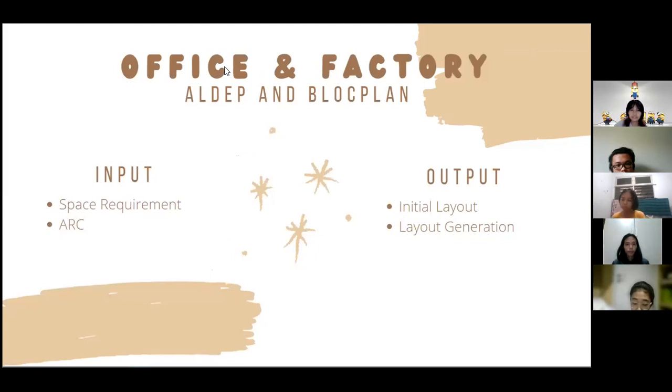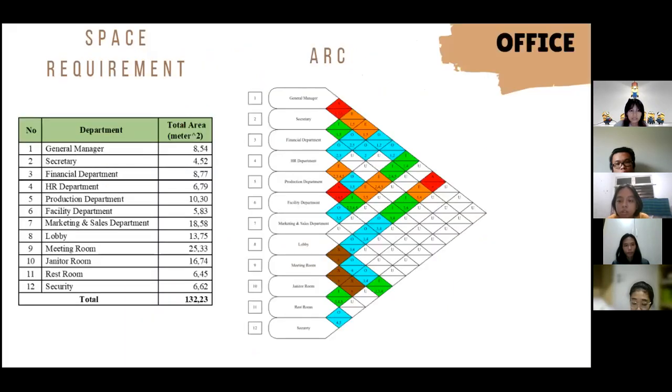So this is the office and factory. We use ALDEP and Block Plan to make the layout design. For input, we have specific requirement and ARC, and for output, we have initial layout and layout generation. This is the specific requirement and ARC. From the specific requirement, we can know the length and width for each department, and from ARC, we can know about the relation between departments. Next.